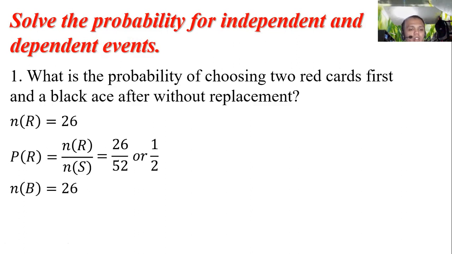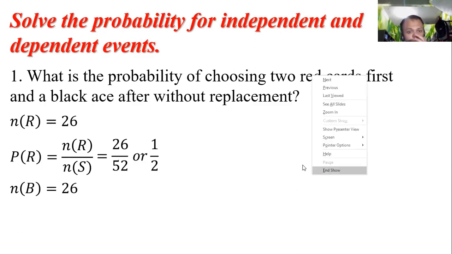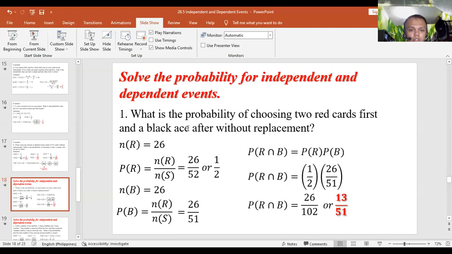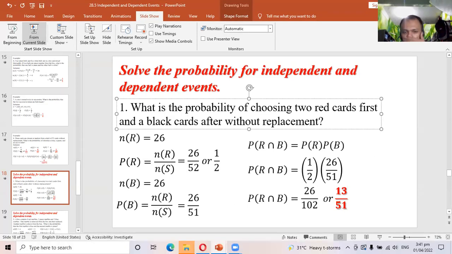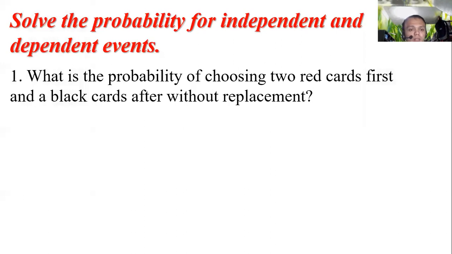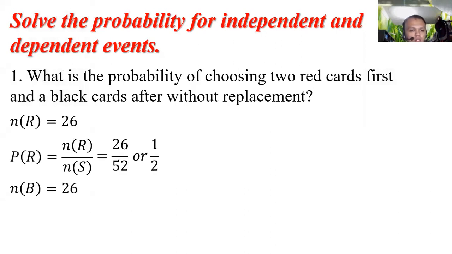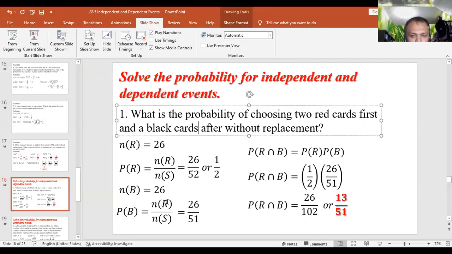Okay? And then for black ace naman, mali ata yung question ko. Black cards to, hindi ace. Okay. Now, kung sa black cards naman, we have also 26, no? Then if we get the probability, the number of black cards here, this one is B.